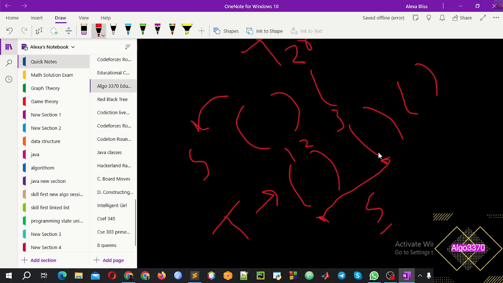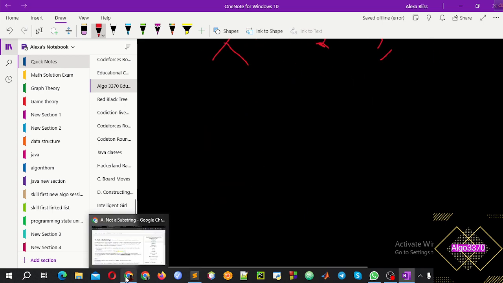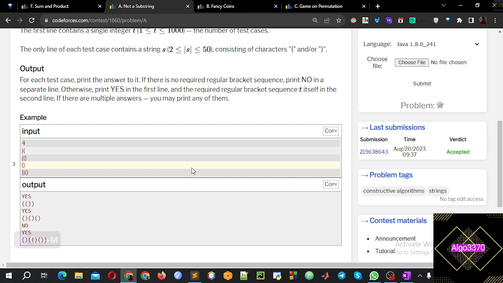That means we have to check whether any partition of our built string is a replica of the string. So we have to build our string T in such a way that no partition of it contains the main bracket sequence S as given. This is our main requirement. So let's solve some examples, then I think this will be more clear to you.